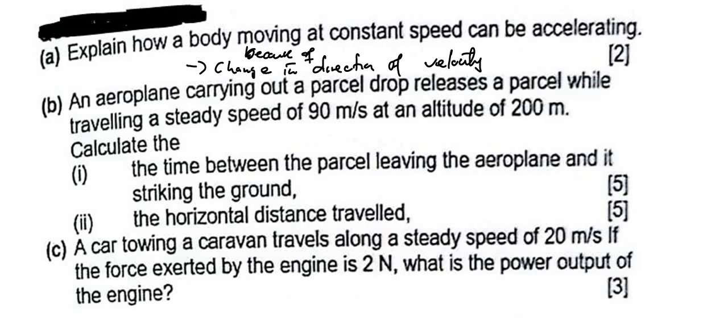So question 2, they're saying an aeroplane carrying out a parcel drop releases a parcel while traveling at a steady speed of 90 meters per second at an altitude of 200 meters. Calculate the time between the parcel leaving the aeroplane and striking the ground and the horizontal distance traveled. So we are going to take this as a best case scenario. Best case scenario is that our airplane is somewhere there. So we're just saying it leaves the parcel.